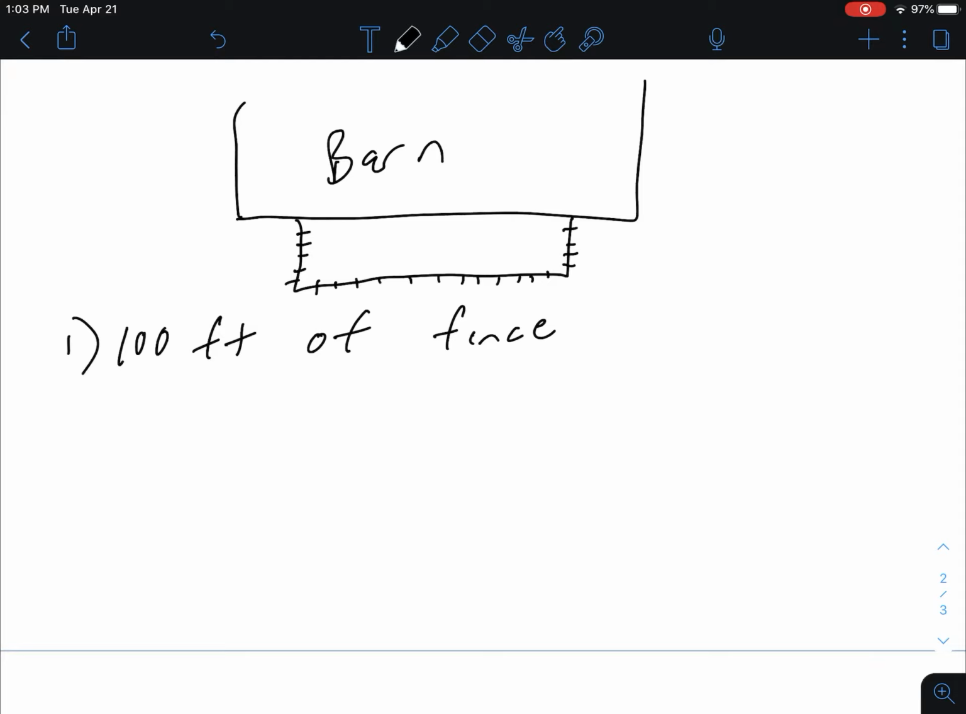Okay, if you're working on something at home and you want to try this out with it, I'd be more than happy to take that work. But otherwise, just use this one. You're trying to build up against the barn. You have 100 feet of fence to work with.